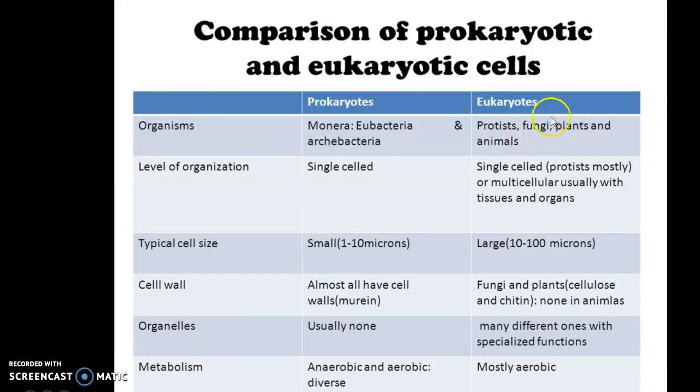Microscopic species. We have fungus, which could be single-celled or multicellular, like a mushroom, or it could be single-celled, like a yeast. And then you have plants and animals. All have eukaryotic cells.